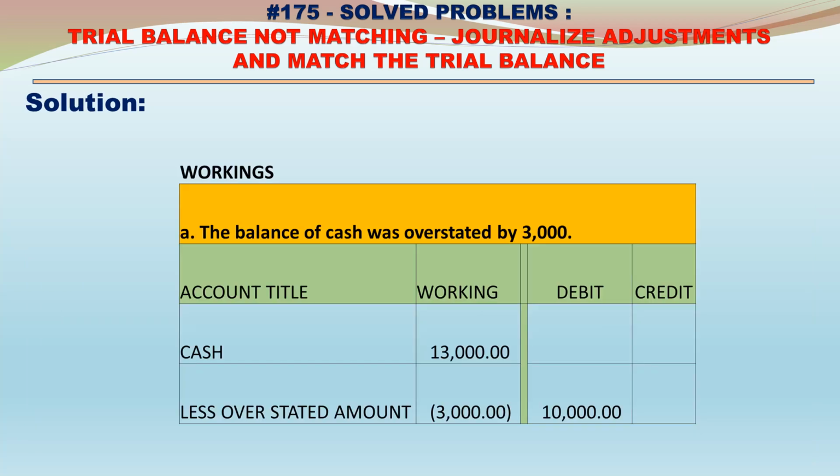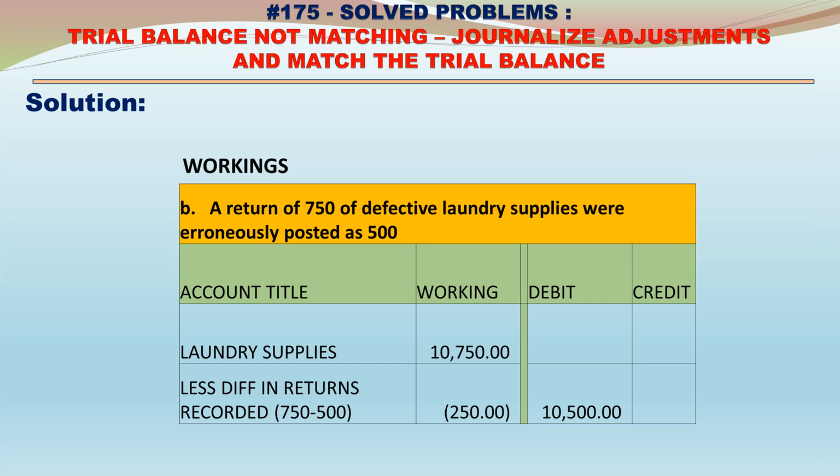Solution. Workings. A. The balance of cash was overstated by 3,000. Cash 13,000 less overstated amount 3,000. Cash balance 10,000, debit. B. A return of 750 of defective laundry supplies was erroneously posted as 500. Laundry supplies 10,750 less difference in returns recorded, 750 minus 500, 250. The net laundry supplies is 10,500.